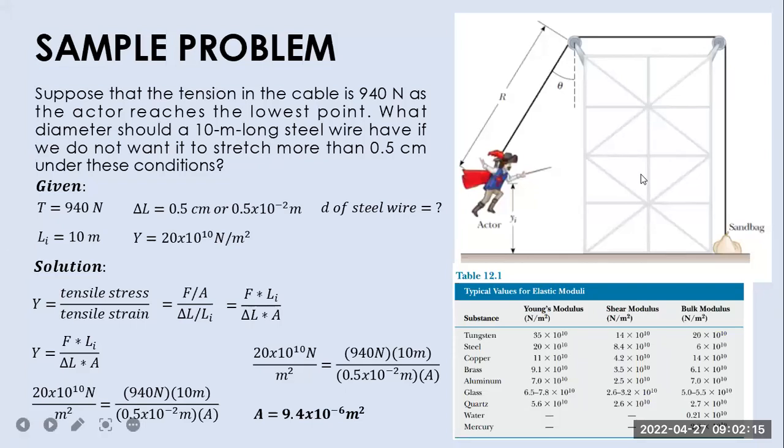So here, let's tackle our problem. We have here problem number 1. Suppose that the tension in the cable is 940 Newton. So our cable has a tension of 940 Newton. As the actor, shown in the figure, reaches the lowest point, what diameter should the 10-meter long steel wire have if we do not want it to stretch more than 0.5 centimeter?